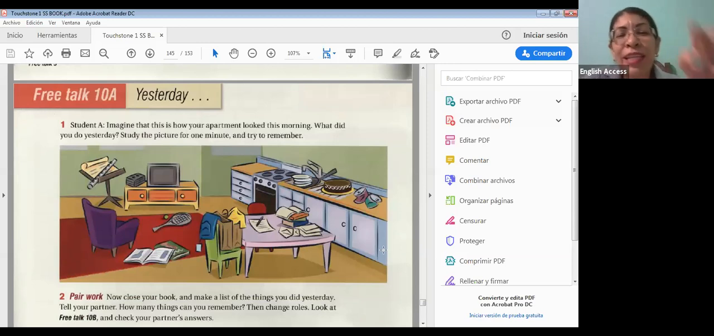You're gonna look at this picture for, here it says, 1 minute. Try to remember everything that you see in the picture. After the minute, you're going to close your book, okay? Close your book. And in your notebook or on a piece of paper, you're going to start writing sentences about the things that you remember of this picture.